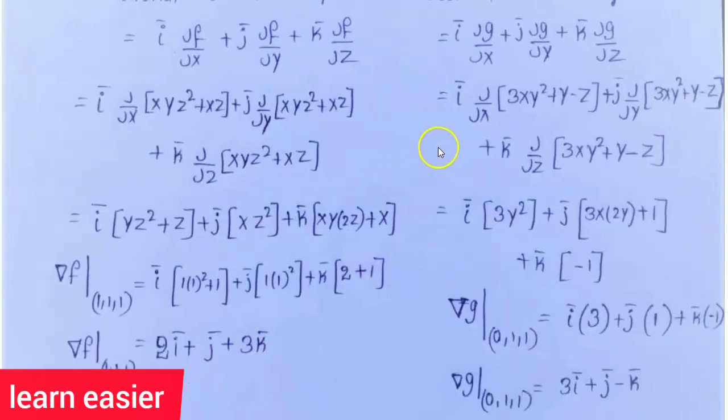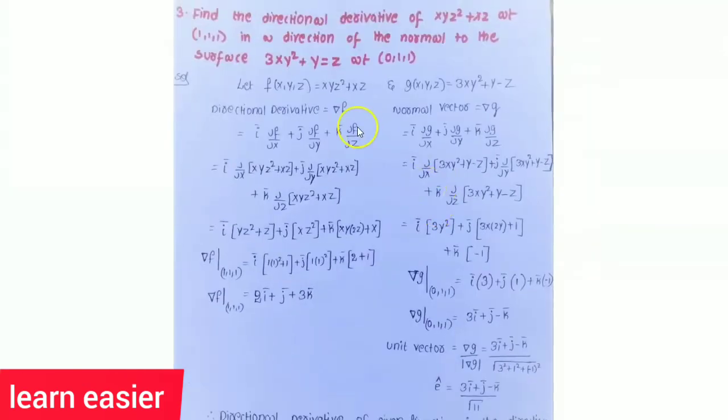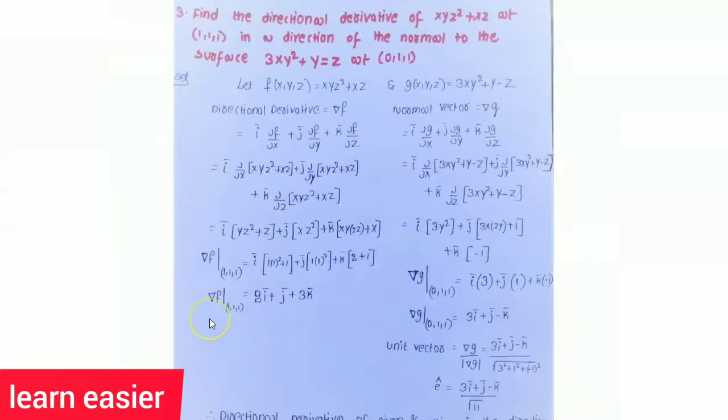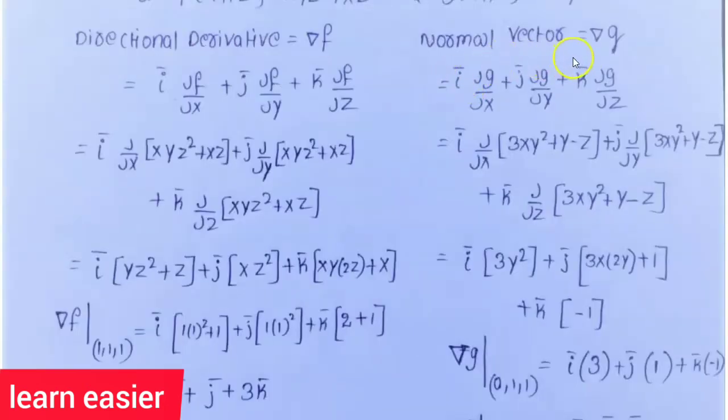Now we have to find out the normal vector del g. So let's find del g. So del g is what? I bar into dou g by dou x plus j bar into dou g by dou y plus k bar into dou g by dou z. So after substituting g in this equation, we get the function g here, and here, and here.